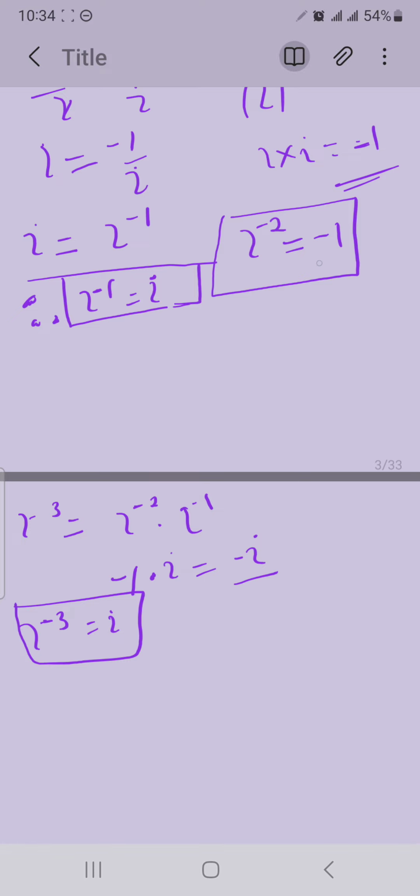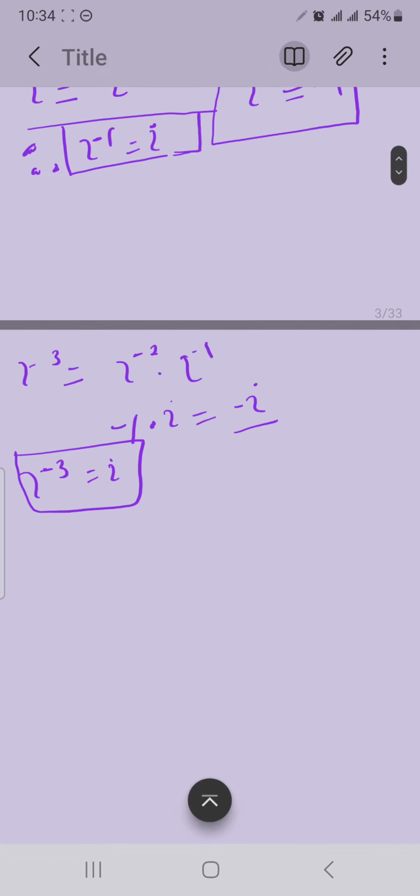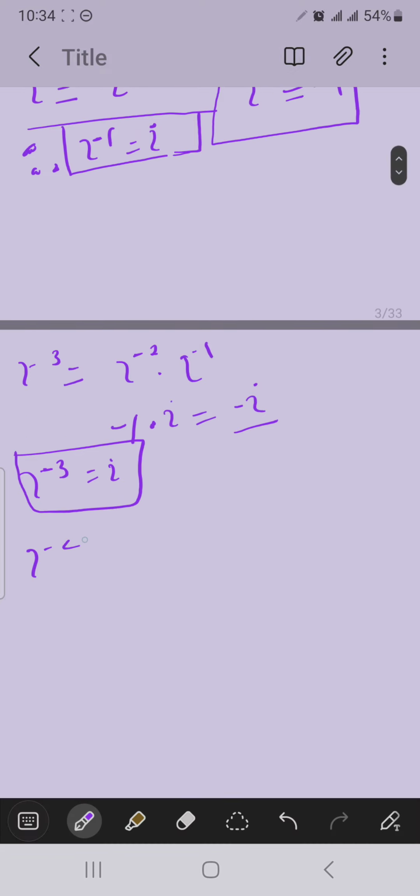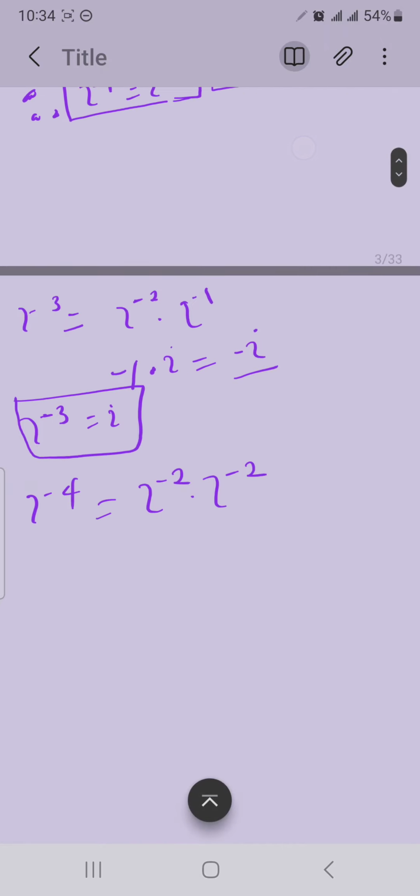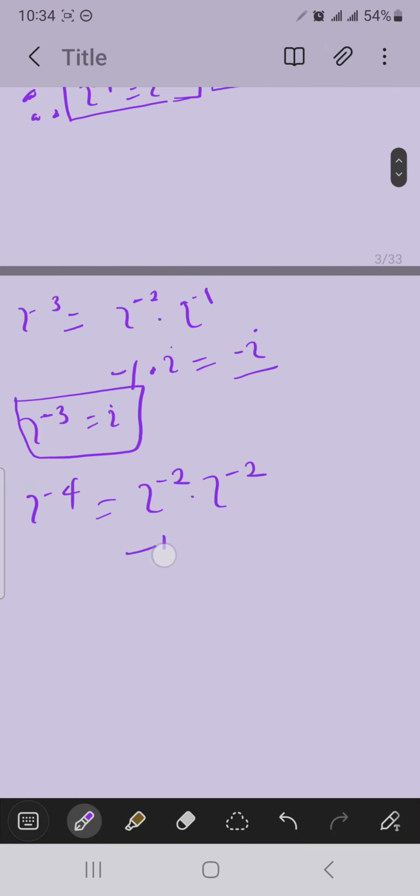Let's do i raised to power minus 4. i raised to power minus 4 will be i raised to power minus 2 multiplied by i raised to power minus 2. i raised to power minus 2 is minus 1. So this one is going to be minus 1 multiplied by minus 1 equals 1. So it means i raised to power minus 4 equals 1.